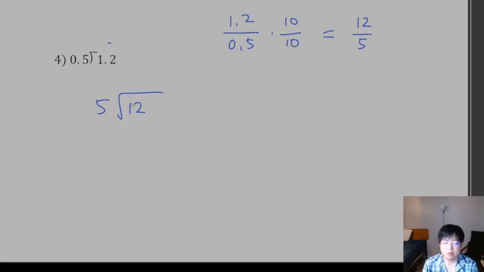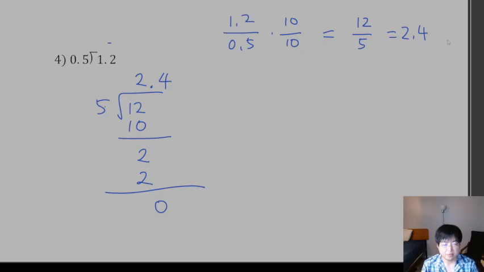So let's do it then. 5 times 2 will be 10. So 12 minus 10 is 2. So now we need to go to the tenth digit. And in the tenth digit, we need 4, such that 0.4 times 5 will be 2. And now 2 minus 2 is 0. So we can find out that this is a terminating number. And 1.2 over 0.5, which is 12 over 5, is the same as 2.4. Then that's the decimal representation of this fraction 12 over 5.